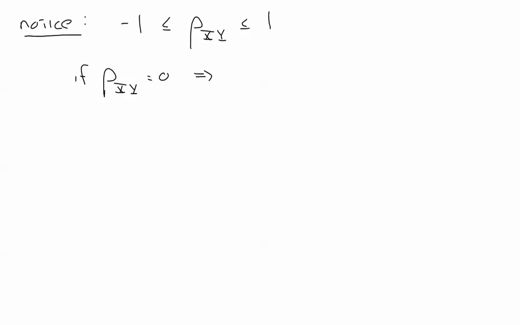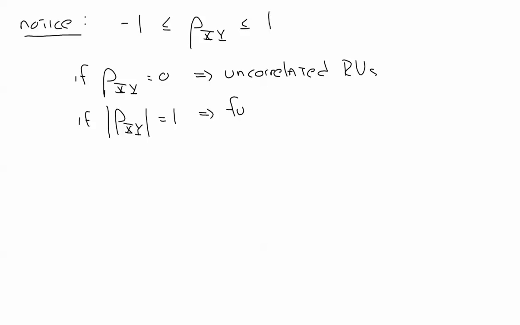So, from our previous work, notice that my correlation coefficient will always fall within the range plus to minus 1. All right? If rho x y equals 0, we have what we call uncorrelated random variables. If the absolute value of rho sub xy equals 1, we have fully correlated random variables. It can be fully positively correlated, or it can be fully negatively correlated.